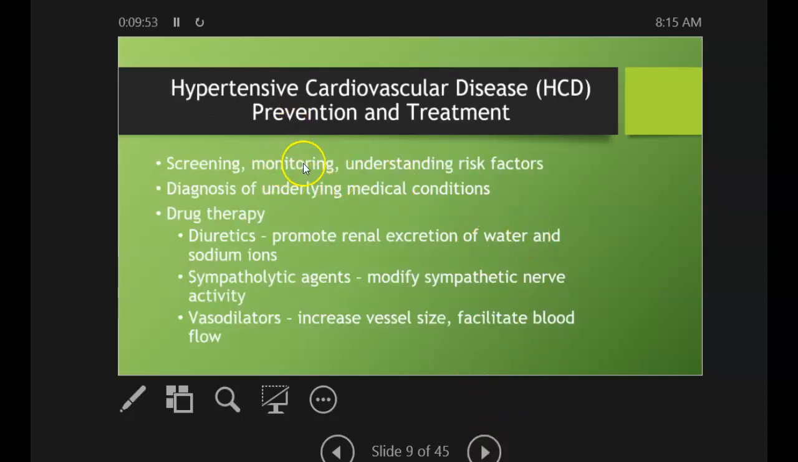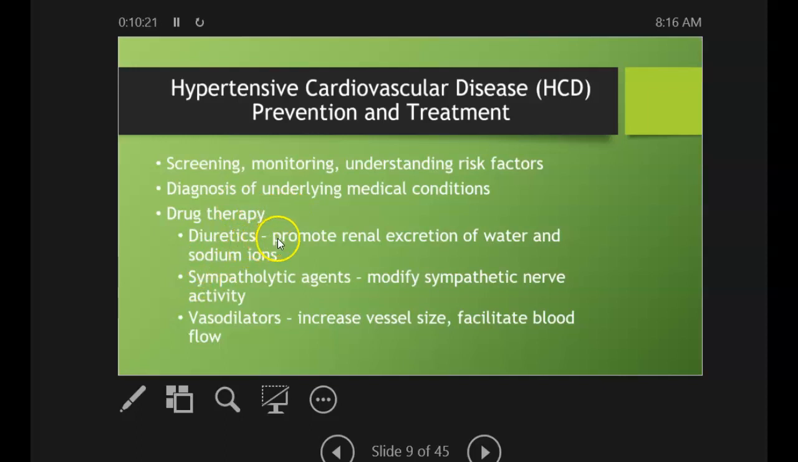Hypertensive cardiovascular disease prevention and treatment. So we screen, we monitor, and we understand our risks so we can educate our patients. Diagnosis of underlying medical conditions. Sometimes we help patients realize something that's happening in their body because of our screening and our monitoring and our education. We also need to be aware of the drug therapies that patients may use and the oral system implications.